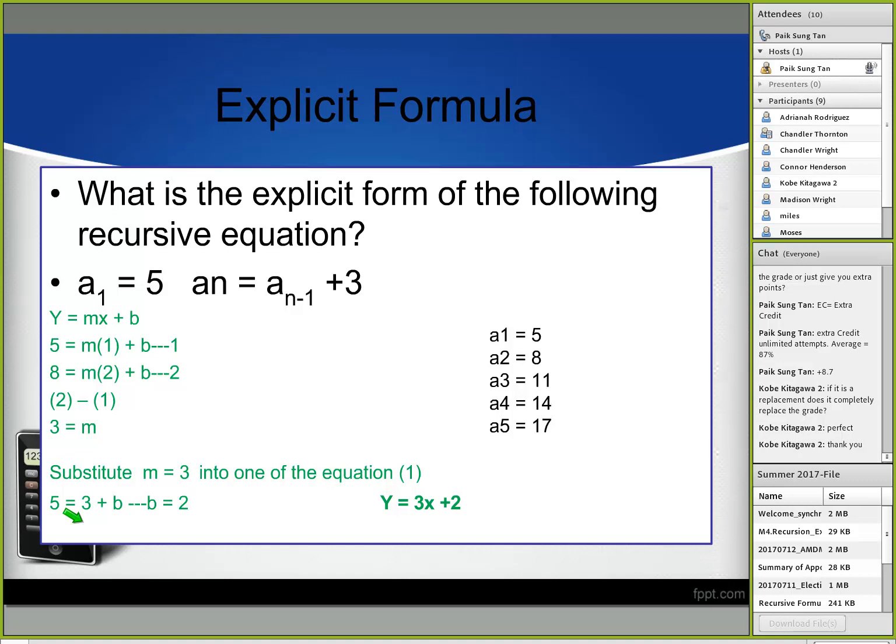manipulation of equations here in solving for recursive equations. Then you found y equal to 3x plus 2. Okay, substitute the m and substitute the b. Now, anybody have a better way to do these questions? Tell me what you think.